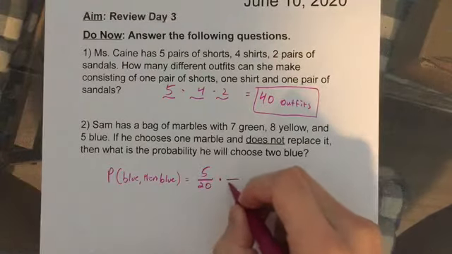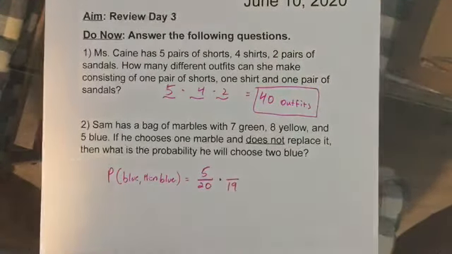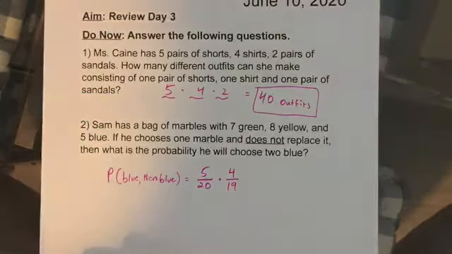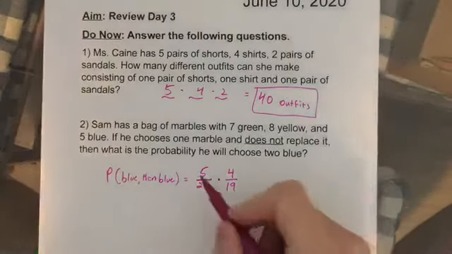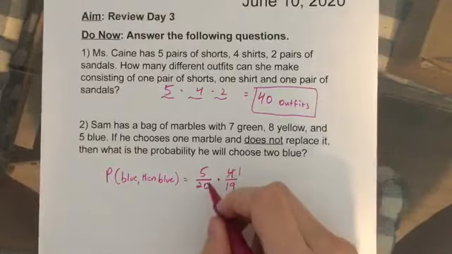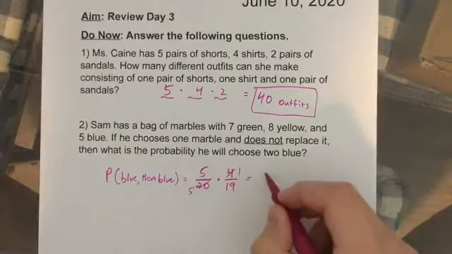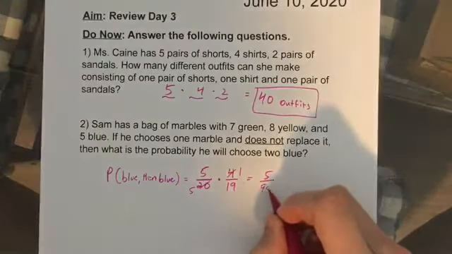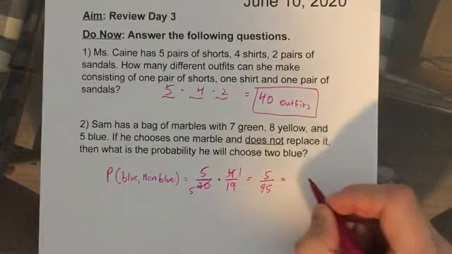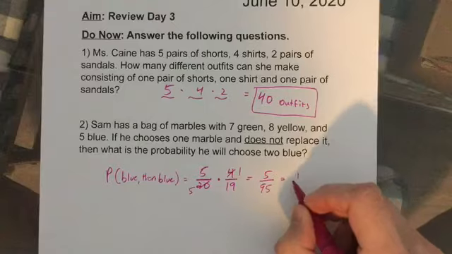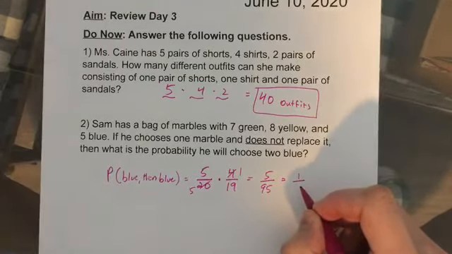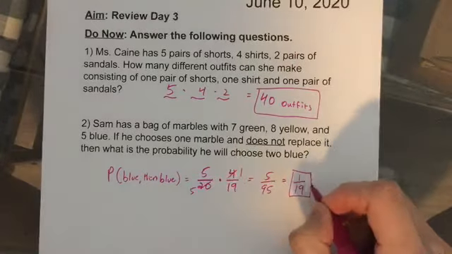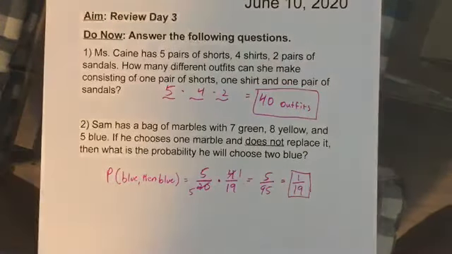Now there's only 19 marbles, of which 4 are blue. So we're going to multiply. We can either reduce or cross cancel here. Okay, and we should get 5 over 95, which then reduces to 1 over 19. He's got a 1 in 19 chance of getting 2 blue in a row without replacement.